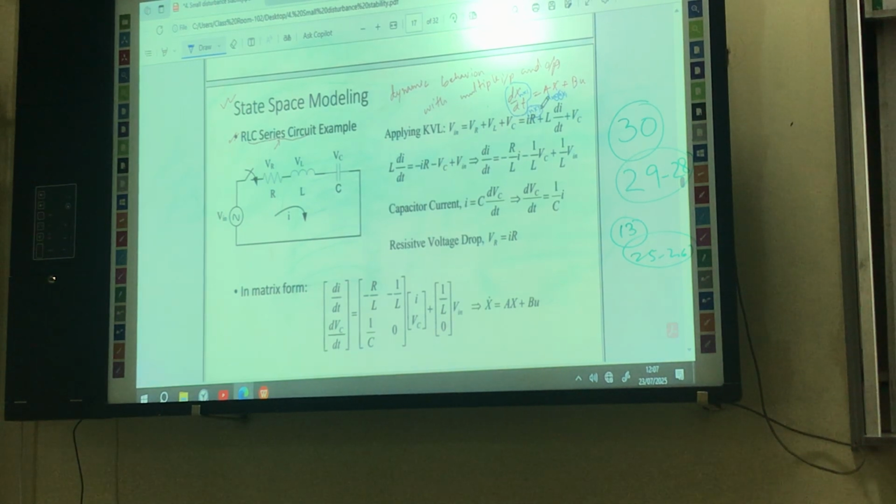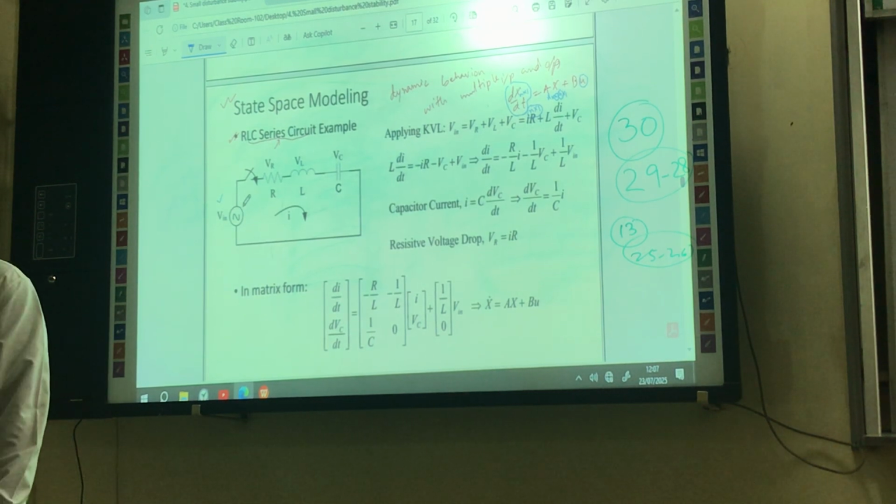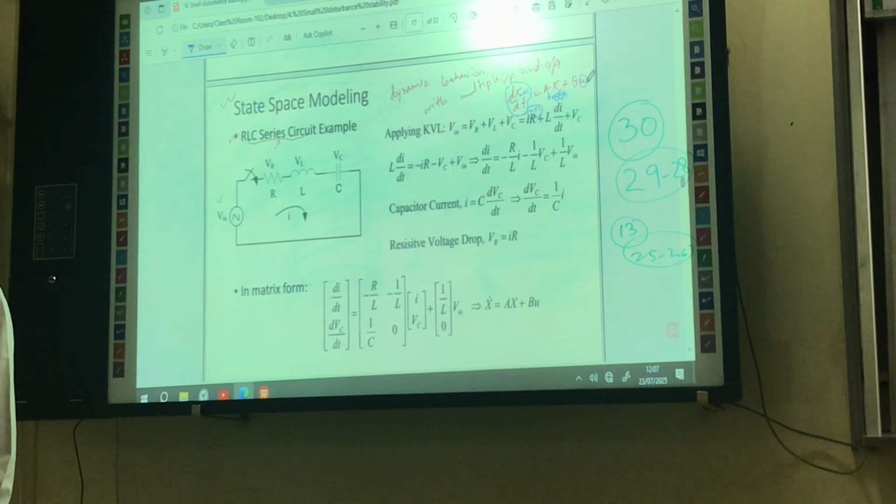Now this u is the input vector. Okay, u is the input. Let's say for this system, this V in is our input. There is only a single input, but there may be multiple inputs. So this is the input vector. Let's say we have m number of inputs in our system. So the size of u will be m by 1. This will be a column vector of size m. Again, using the same concept, can you say what will be the size of this B?